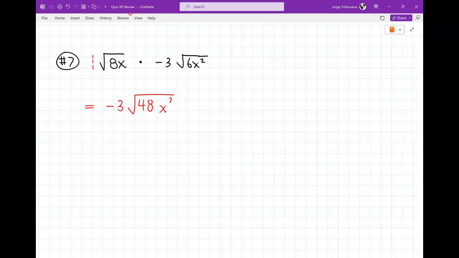Okay? Now I do want to remind you, since we are dealing with variables, that the index is very important. So I'm going to write it right here real small, a little index of 2. That means that that x cubed, I want to break it down into x squares as much as I can. So negative 3 square root of, I'm going to put a little 2 right there. All right, 48. Give me two numbers that multiply to 48, and they have to have good square roots.